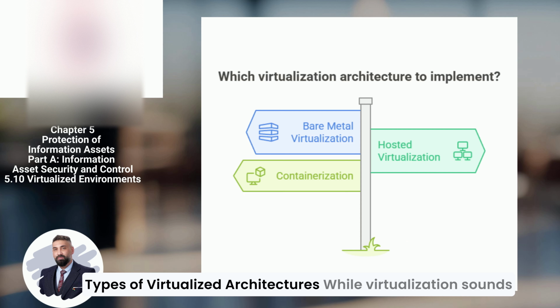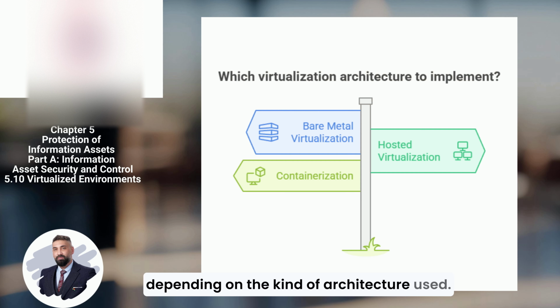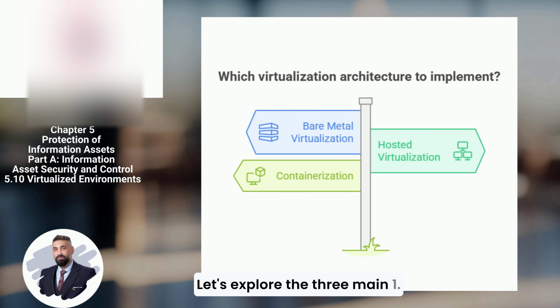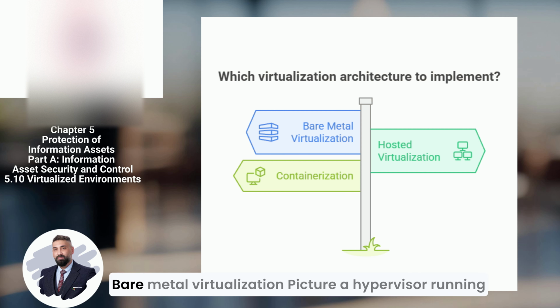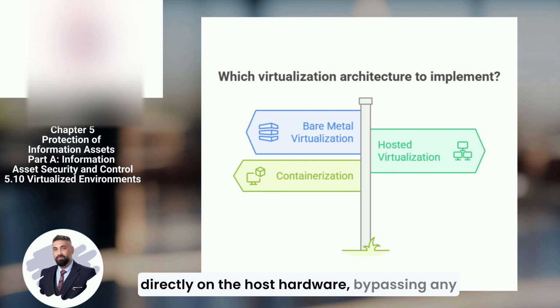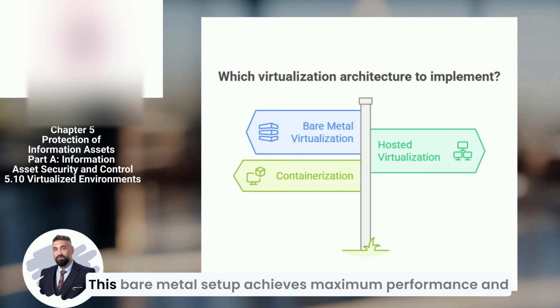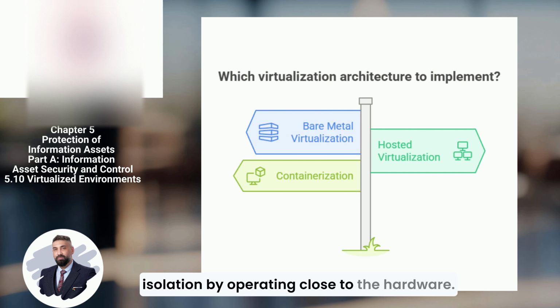Types of virtualized architectures. While virtualization sounds straightforward, the specifics of implementation can vary depending on the kind of architecture used. Let's explore the three main options. 1. Bare metal, native virtualization. Picture a hypervisor running directly on the host hardware, bypassing any reliance on an underlying operating system. This bare metal setup achieves maximum performance and isolation by operating close to the hardware. It's often favored for high-performance workloads and enterprise-grade systems.